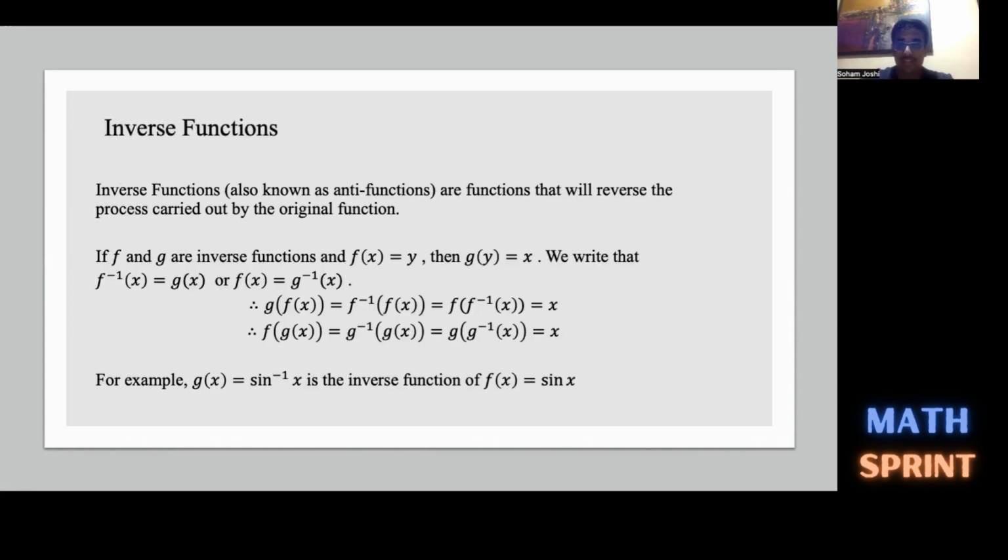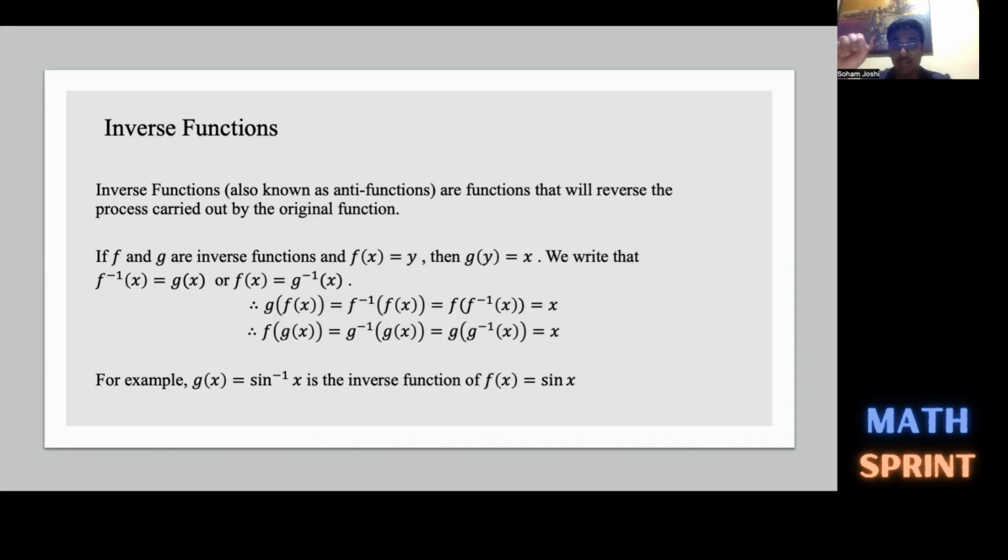Now, inverse functions. Firstly, don't confuse the inverse of a function with the reciprocal of a function. In mathematics, they are not the same thing. Inverse functions, also called anti-functions, are functions that will reverse the process carried out by the original function. Basically, if we have any function f that maps x to y, then the inverse of f will map y to x. If the function is denoted by f, then the inverse function is denoted by f inverse. We use the -1 symbol to indicate the inverse.